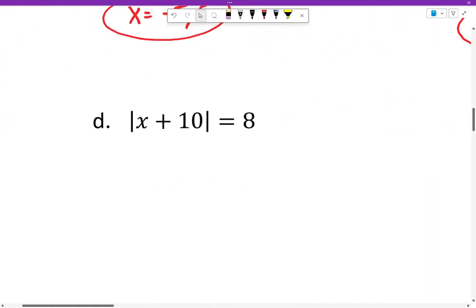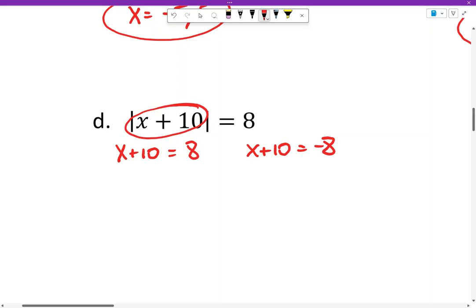All right, the absolute value of x plus 10 equals 8. So let me check this. This amount here in the absolute value has to either equal 8 or -8. And what I can do, instead of trying to visualize this in my head, I can write two equations. x plus 10 equals +8, and x plus 10 equals -8. Because that's what either of those cases have to be equal to. So if I subtract 10 here, I get x equals -2. And if I subtract 10 here, I get x equals -18.